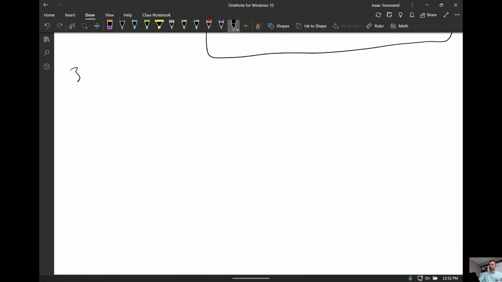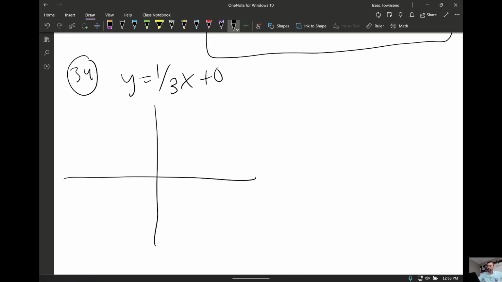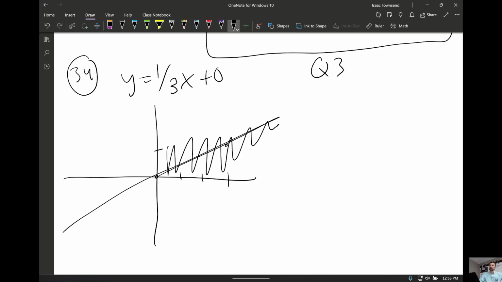So same idea. We need to sketch y equals 1/3 x plus 0. Rise over run. And they say take a point from quadrant 3. So don't pick something in quadrant 1. That's not what it's asking you to do. It's wanting you to find a point in quadrant 3 on this line. So if it's going up 1, right 3, the first point, and again, you should be able to pick any point you want to, but the first point would be -3, -1.